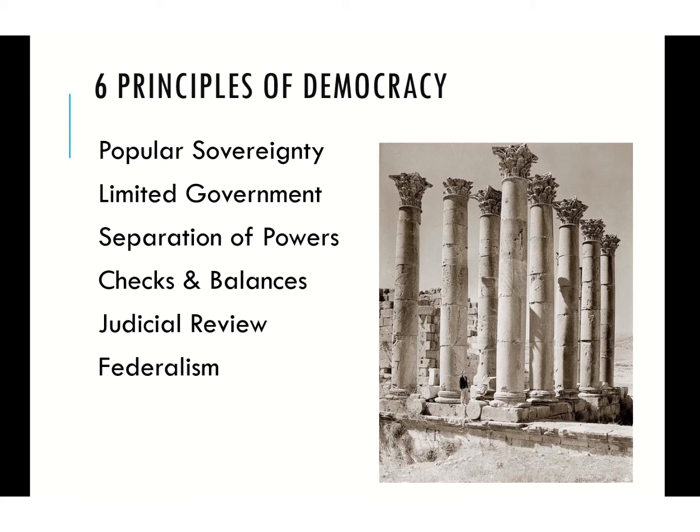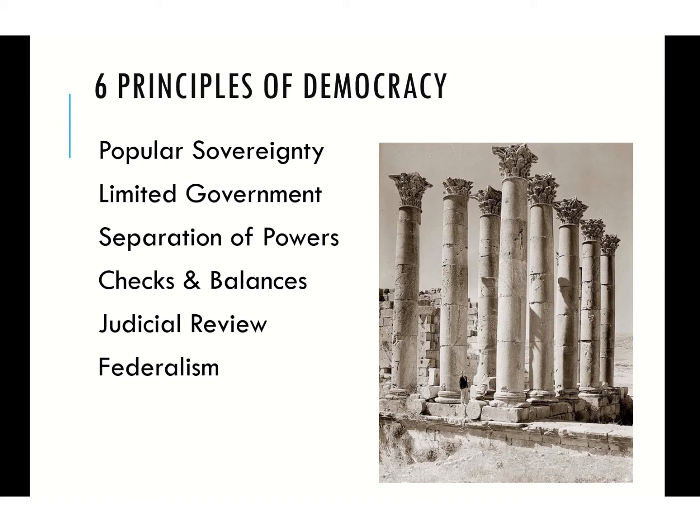Checks and balances. Well, each of those branches, not only do they have their own separate powers, they have the power to check other branches to make sure no one gets too big. And that's our balance section. Judicial review, which gives the Supreme Court the ability to be the final arbiter of just what the Constitution means, and federalism.